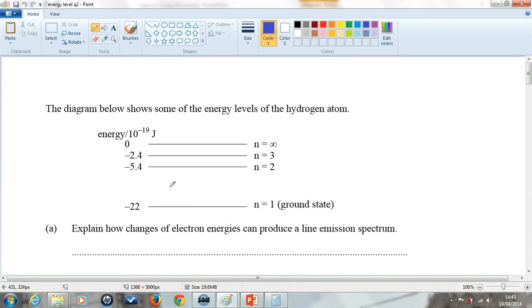So in this question, we're going to be looking at an emission spectrum and how they are created by the emission of photons. Now we're given the energy level diagram for the hydrogen atom. So we have our ground state at minus 22 times 10 to the minus 19 joules, all the way up to our ionization state, where effectively the energy is 0.